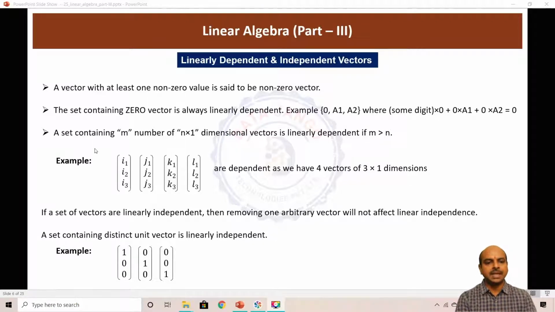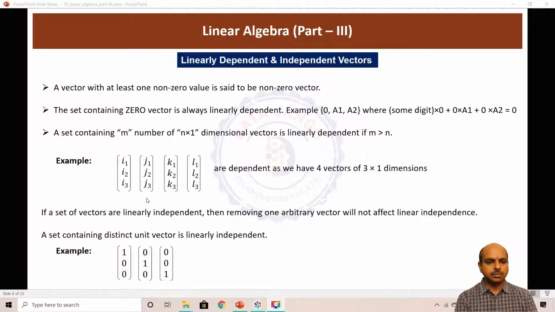That is one property. A set containing m number of n by 1 dimensional vectors is linearly dependent if m is greater than n. See this here? We have 4 vectors. Each vector is of size 3. So m number of vectors, m means 4, and the dimensionality of each vector is n by 1, that is 3 by 1. So 4 is greater than 3, so these are linearly dependent. Now in a matrix, if the number of columns is more than the number of rows, you can say the matrix has dependent vectors.